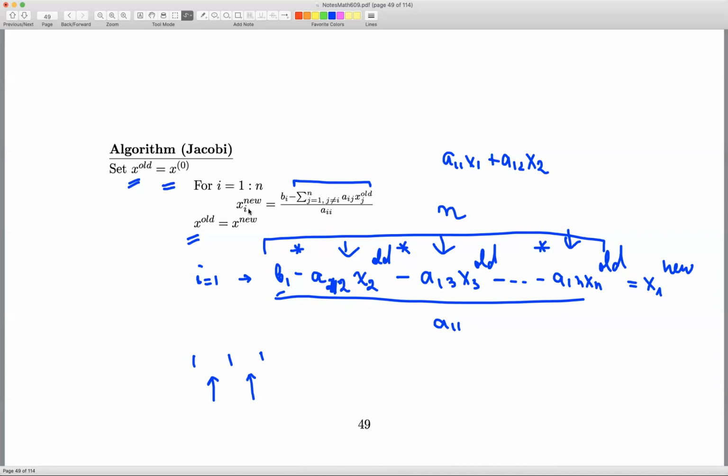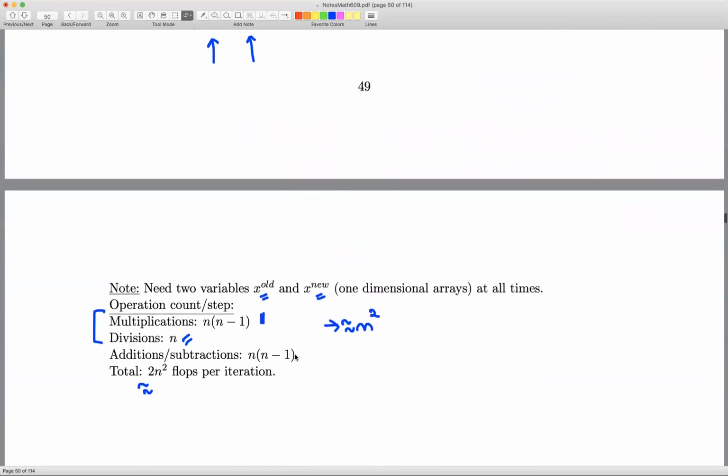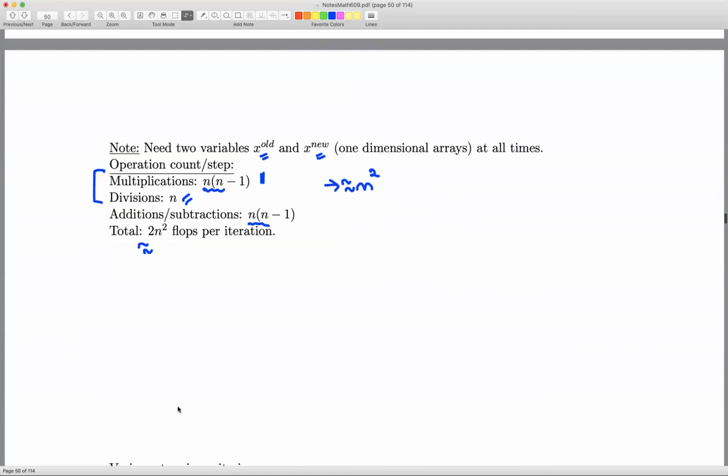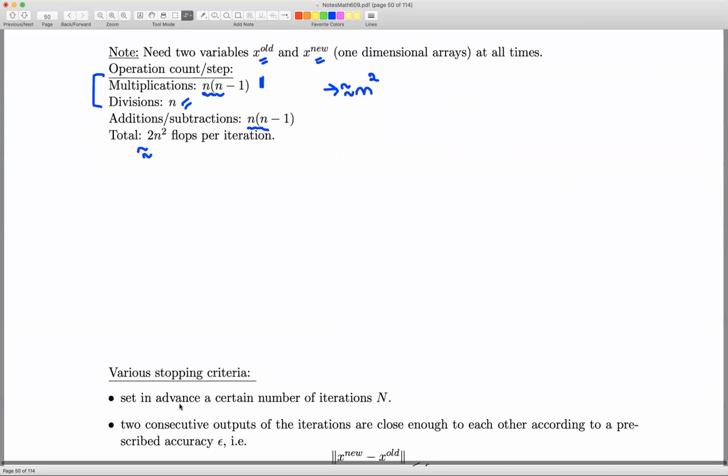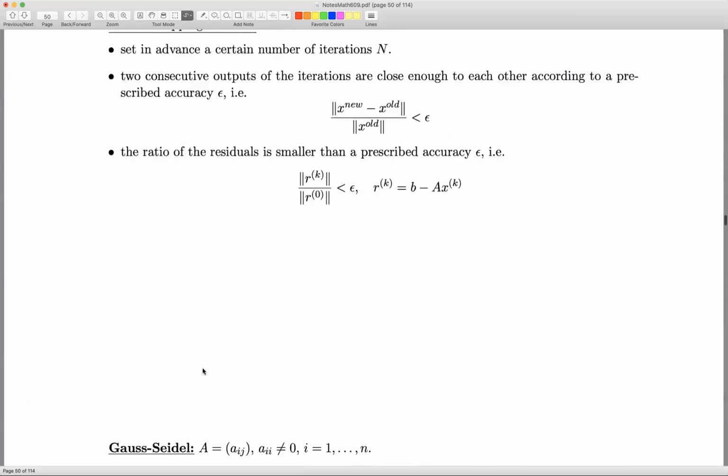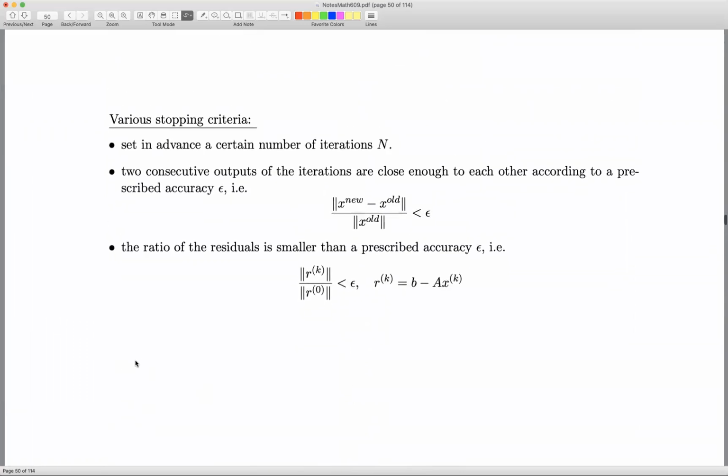So for computing xi, you will have n minus 1 subtractions, and then i from 1 to n, so you will have n times n minus 1 additions or subtractions. And then if you add this total number, and you look at the leading terms, you will have n squared from here, and you will get n squared from here, and therefore the total will be 2n squared. And I will just finish with this.